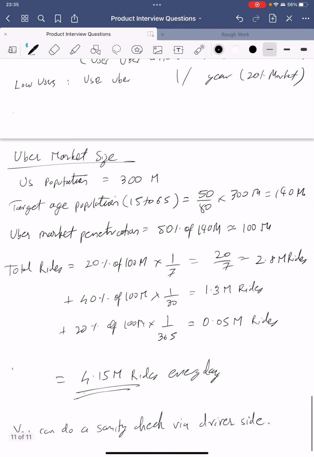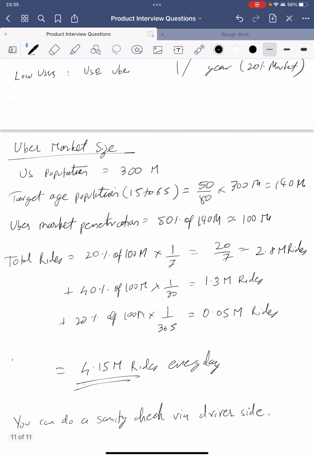Now, because all of the above were based on Uber's market, we need to calculate what Uber's market is, like how many users or riders it has. For the US, it's always good to start top down. US population is 300 million, with target age population 15 to 65. Considering the life expectancy in the US is 79 or 80-ish, there are 15 years at the bottom and 15 at the top. And I'm considering equal distribution across different ages.